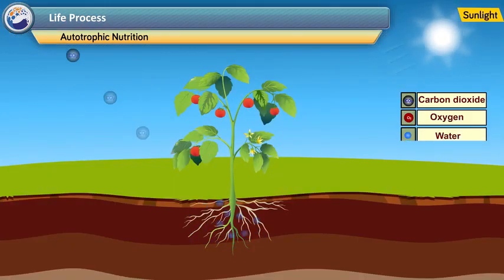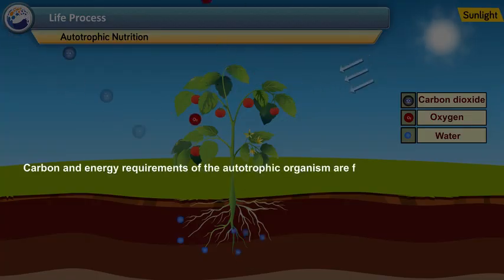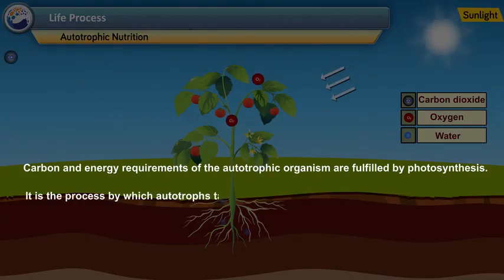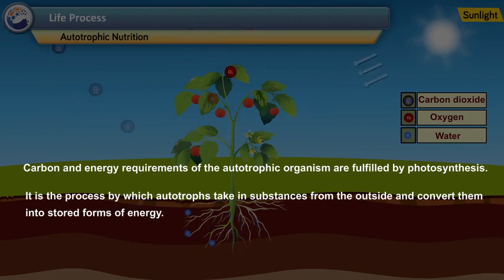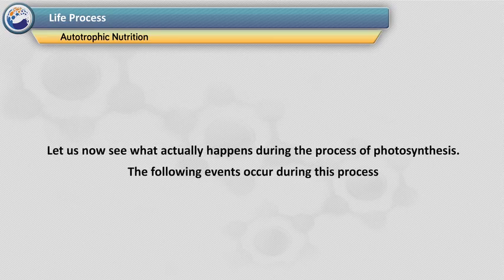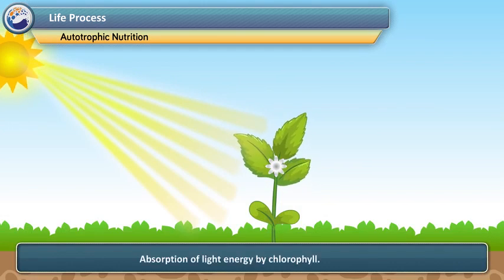Autotrophic nutrition. Carbon and energy requirements of the autotrophic organism are fulfilled by photosynthesis. It is the process by which autotrophs take in substances from the outside and convert them into stored forms of energy. Let us now see what actually happens during the process of photosynthesis. The following events occur during this process. 1. Absorption of light energy by chlorophyll.